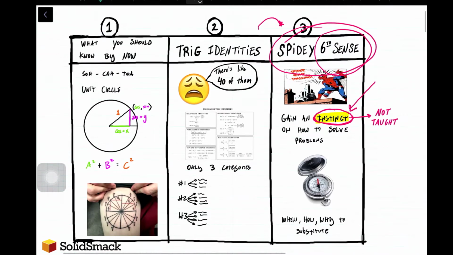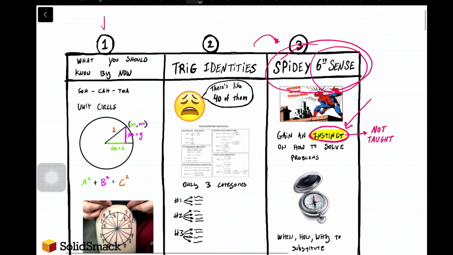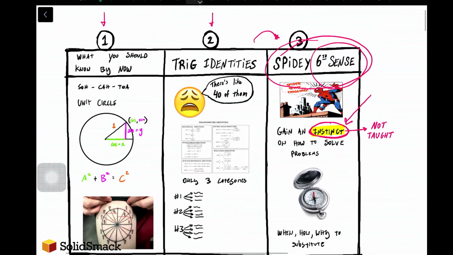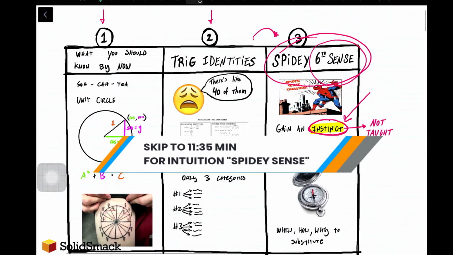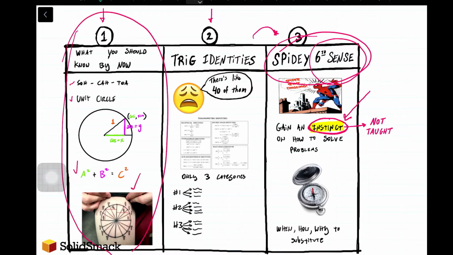So in order to gain this instinct, which I'm going to try to teach you, we first must understand these first two categories. It's a simple three-step process. Step number one is what you should know by now: SOHCAHTOA, unit circle, Pythagorean Theorem. This should be tattooed in your brain. Then step number two is knowing the trig identities. And it's quite stressful because there are like 40 of them.